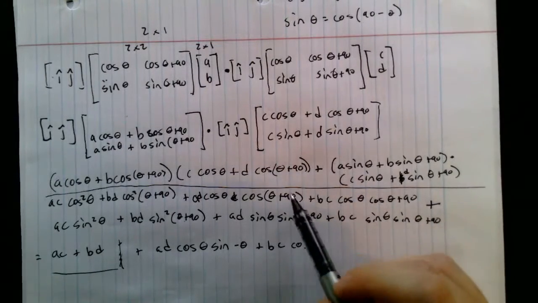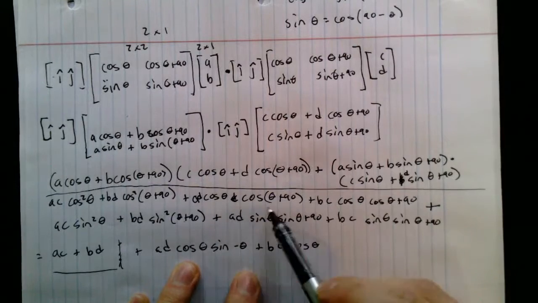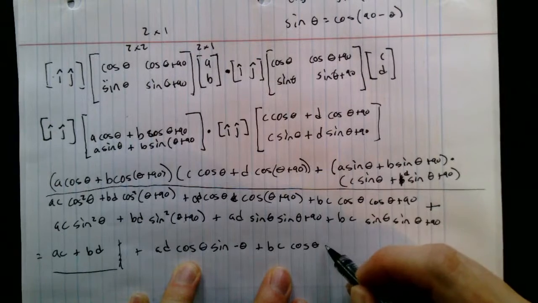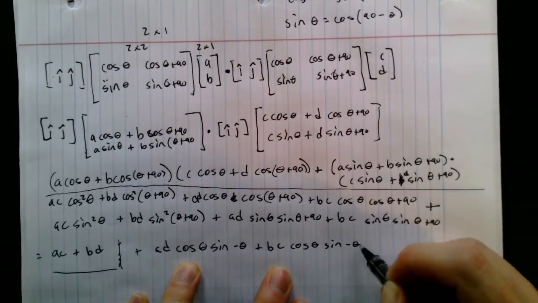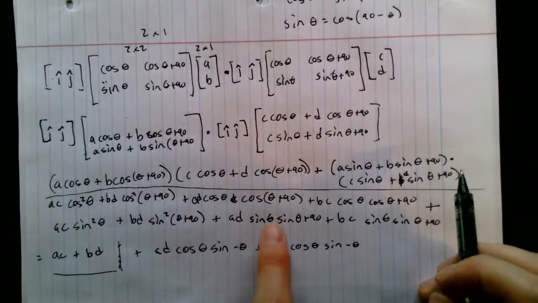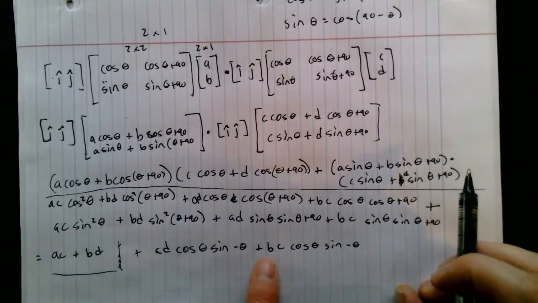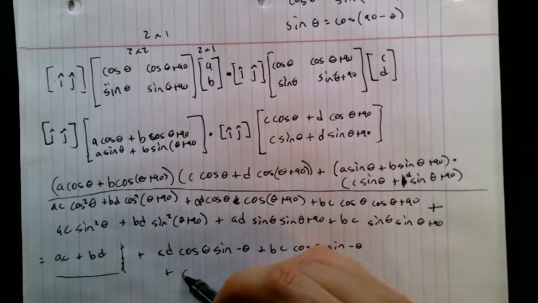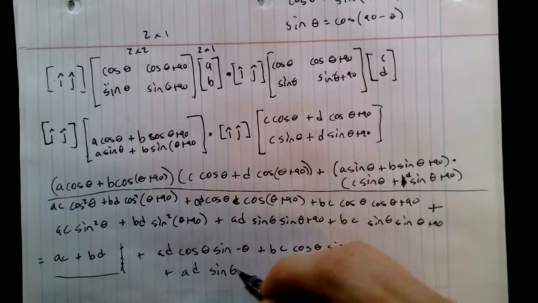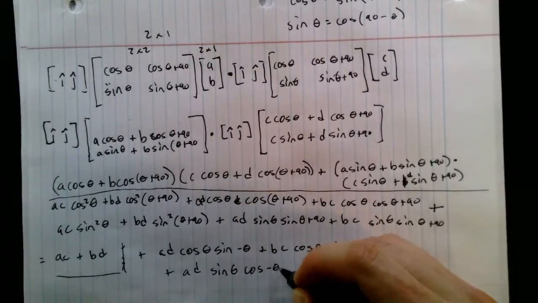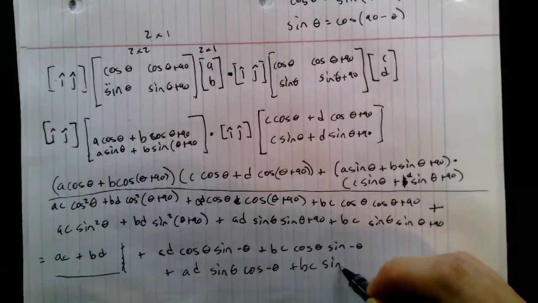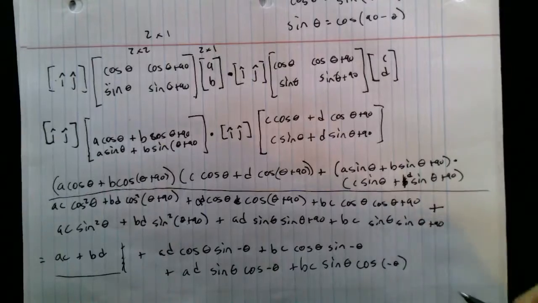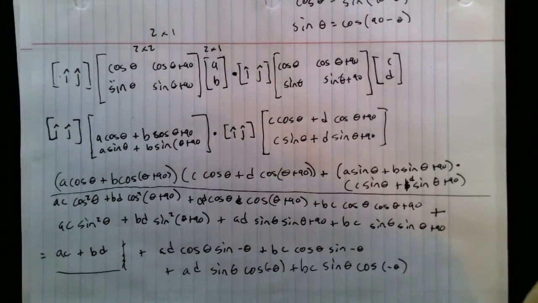And then cosine, where were we? Yep, right here, plus BC cosine theta times sine of negative theta, right? That's what this one here, and then this one here, right? And now we're going to add AD sine theta cosine of negative theta plus BC sine theta cosine negative theta. Right. Okay, so now we're at the point where it's like, well, is this all even?